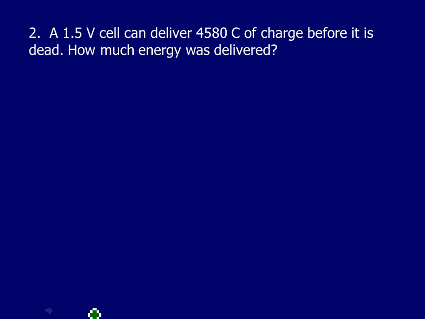Again, you should hopefully be going ahead of me. Marshall, are you done this question? You have an answer? Nice. Let me catch up to you. 1.5 V is V. It's kind of obvious. 4,580 coulombs is Q. Therefore, we're looking for E.